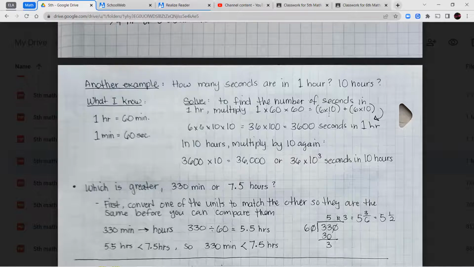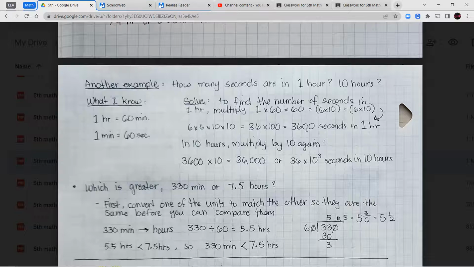And then 60 times 60, I can make that into 6 times 10 plus another group of 6 times 10. Now I can use my associative property to reorder my numbers, and I can do the 6 times 6 times 10 times 10. I'm still using all of my numbers, even if I change them around. My answer doesn't change. So if I do the 6 times 6, that's going to give me 36. 10 times 10 is going to give me 100. So 36 times 100 is going to be 3,600 seconds in 1 hour.